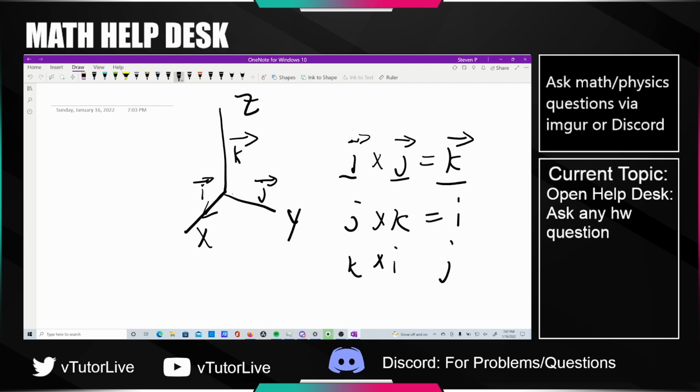Can you see how they call this cyclic? Do you see this pattern? i, j, k; j, k, i; k, i, j. What this basically means, looking back at the geometry, is X cross Y gives you Z. Or in terms of the ijk, i cross j gives you k. And what it's asking you here is to apply these rules.